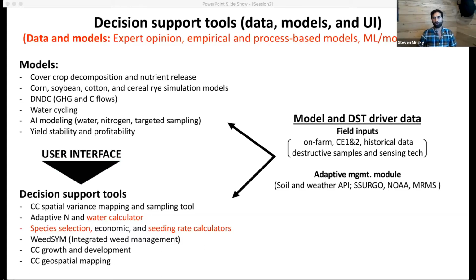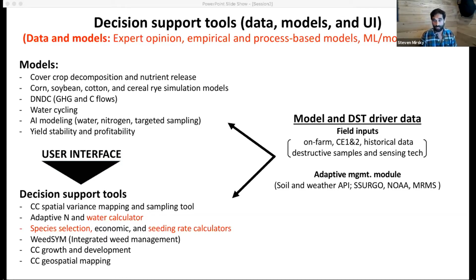Some of the historical tools that we started with the councils like species selection, economics, and seeding rate calculators, those are ongoing efforts. It's not really funded in this project per se, except there is some resources around the economic calculator. So really excited to work with the economist team. Rob Myers is heading that group up to flesh out that economic calculator.